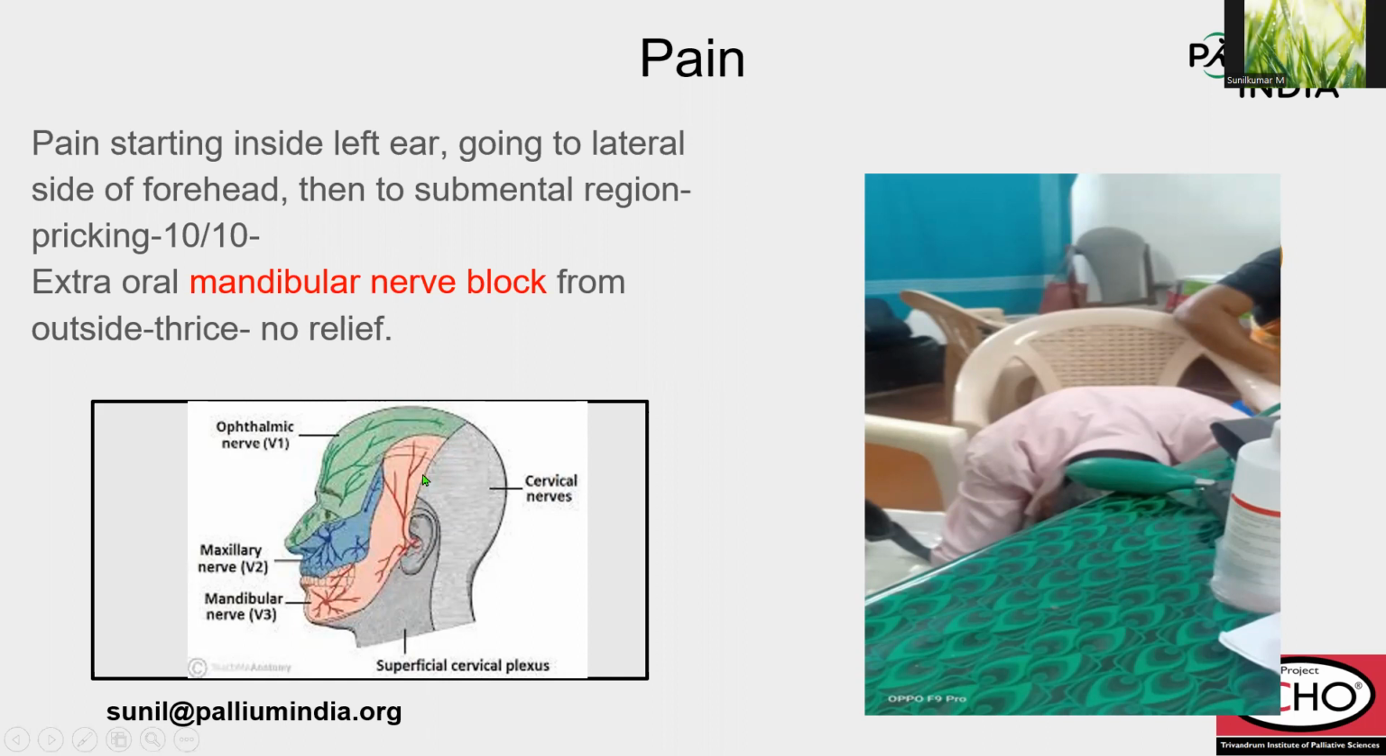Because of this neuropathic pain involvement, he underwent extraoral mandibular nerve block from an institution 3 times, but he had no relief for the pain.